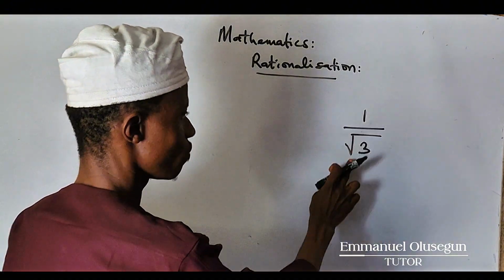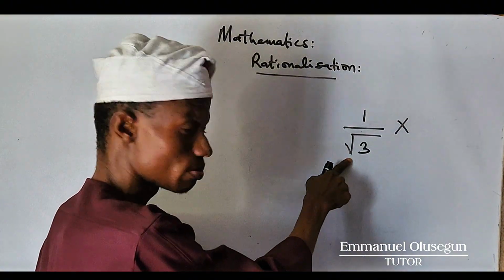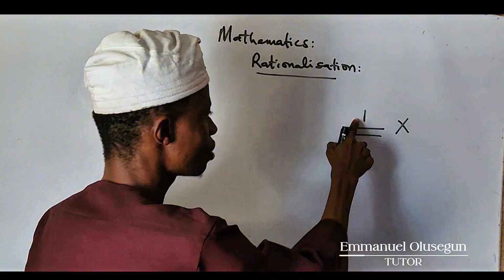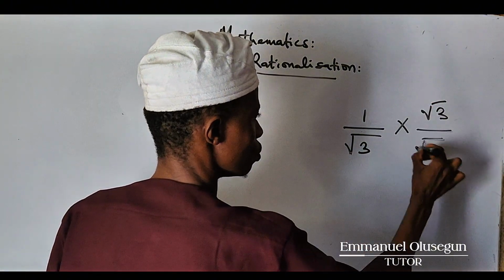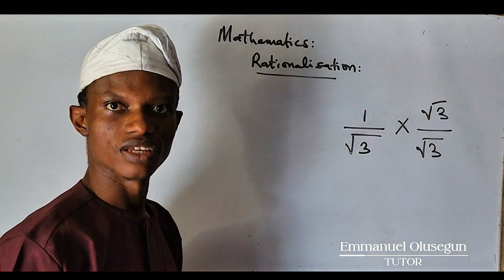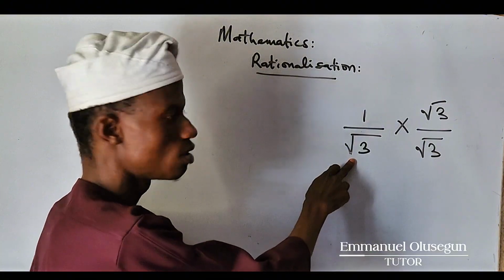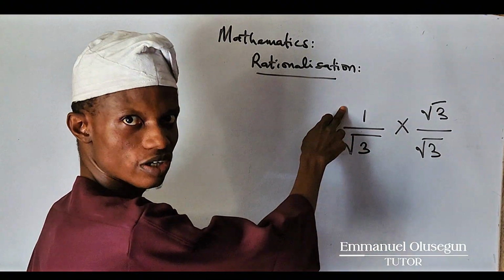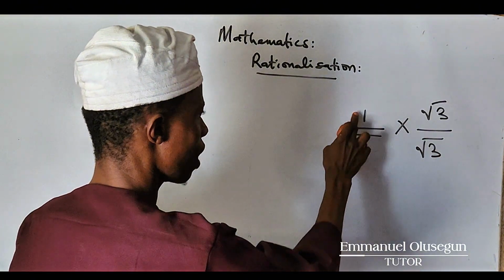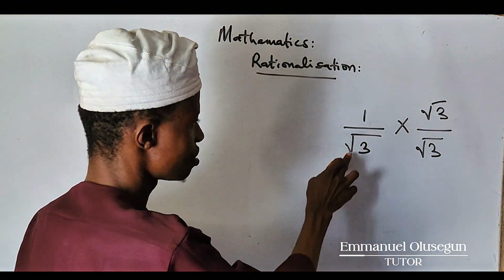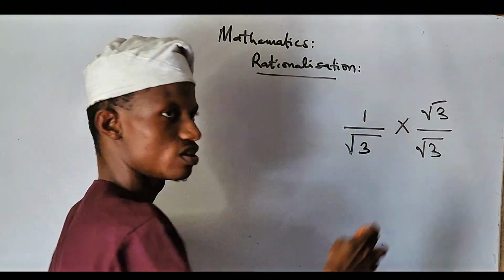So we have 1 over root 3 multiplied by the surd identified at the denominator level, which is root 3. So 1 over root 3 multiplied by root 3 over root 3. I'll take you through it again. Identify the surd at the denominator level. Multiply both the numerator and the denominator by that identified surd. So you have 1 over root 3, multiplied by root 3 over root 3.